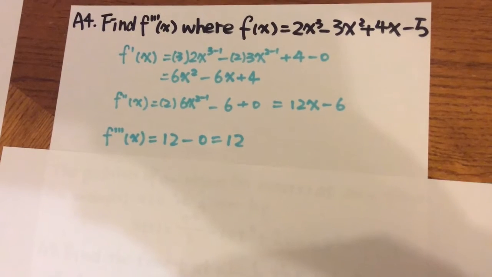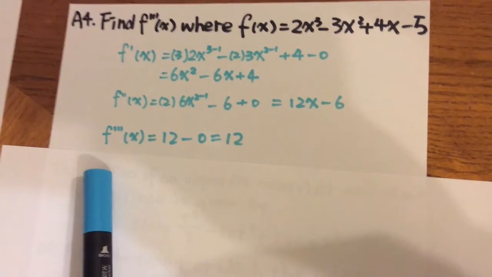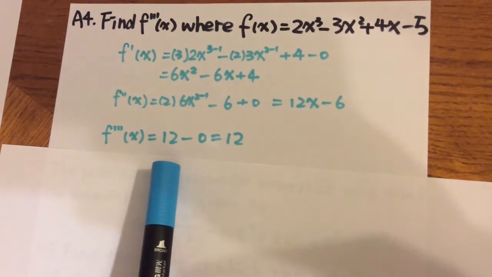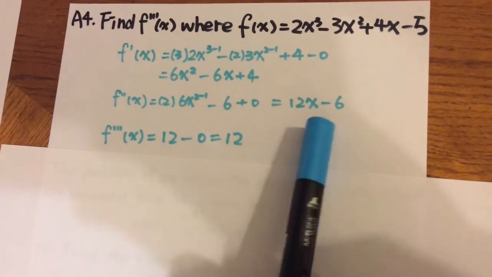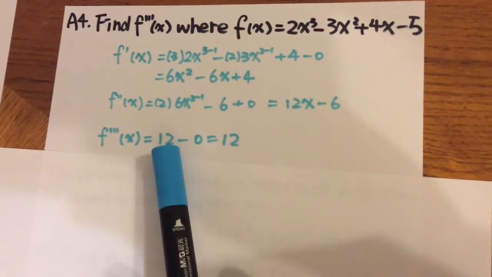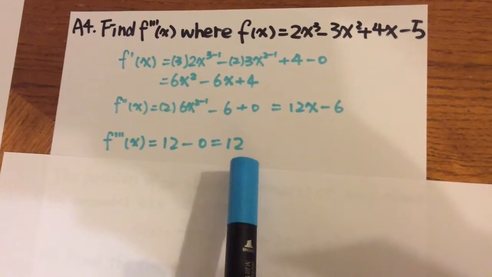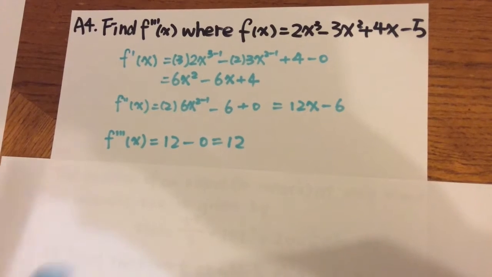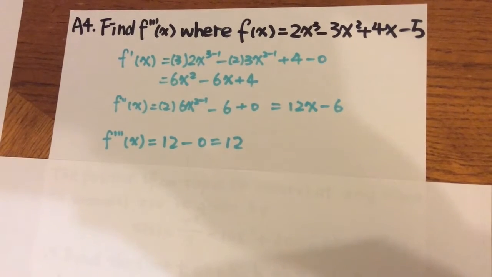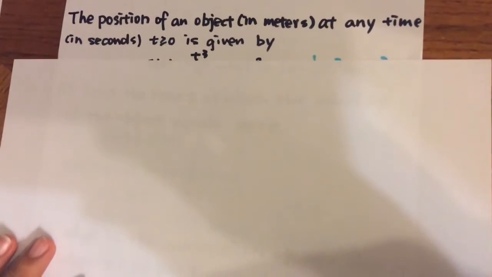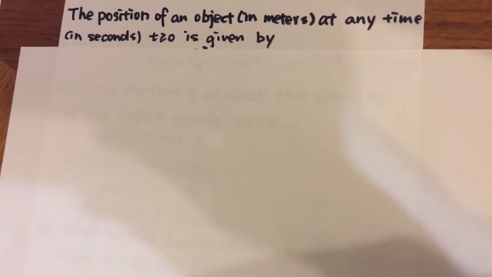So the final step, we found the triple prime of f(x) is equal to 12 minus 0. So we got 12 minus 0. Finally the answer is 12. And so this is the fourth question. And the fifth question and the sixth one are the same question.